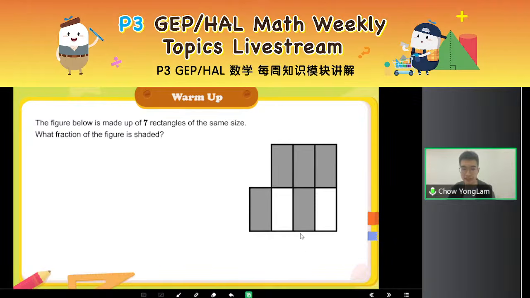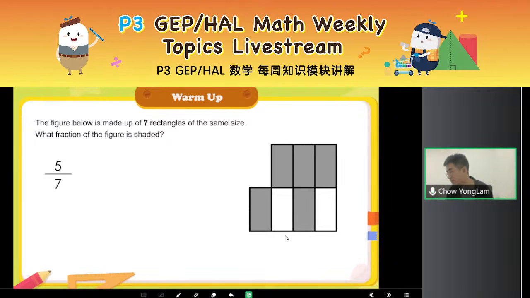Let's say that the figure below is made up of 7 rectangles of the same size. What fraction of this figure is shaded? Quickly tell me, what fraction of this figure is shaded? That's right, good job, 5/7, because we have 7 parts, of which 5 of them are shaded.